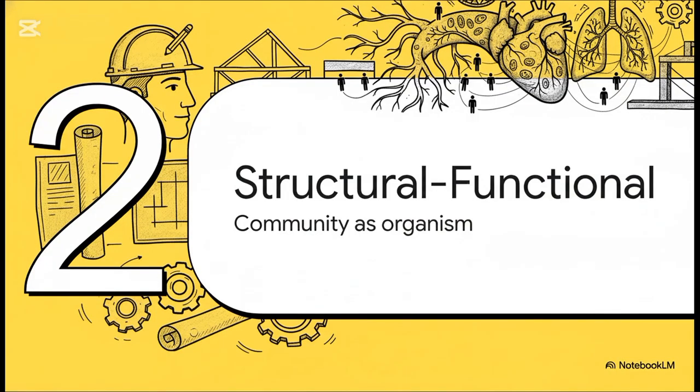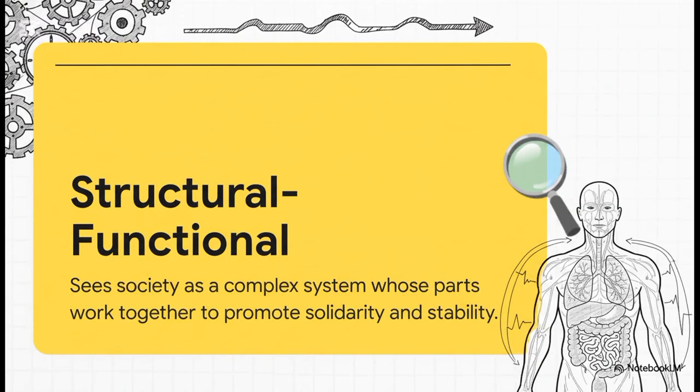First up, let's get that 30,000-foot view. We're going to put on our urban planner's hat and check out the structural functional framework. This lens basically asks us to see the whole community as one big living thing. So the textbook definition is that it sees society as a complex system where all the different parts, kind of like organs in a body, have a job to do to keep the whole system stable and running smoothly.